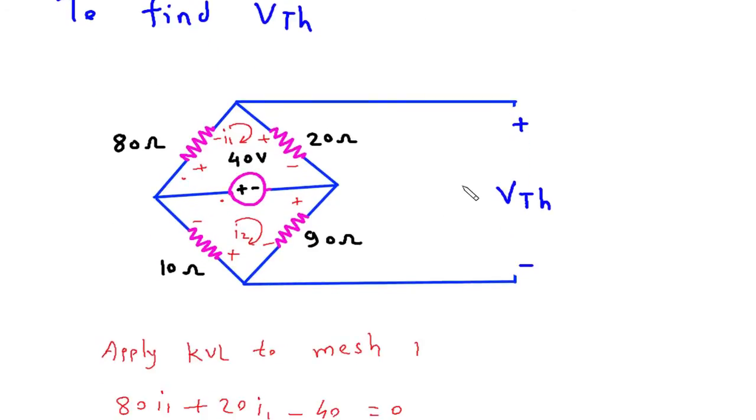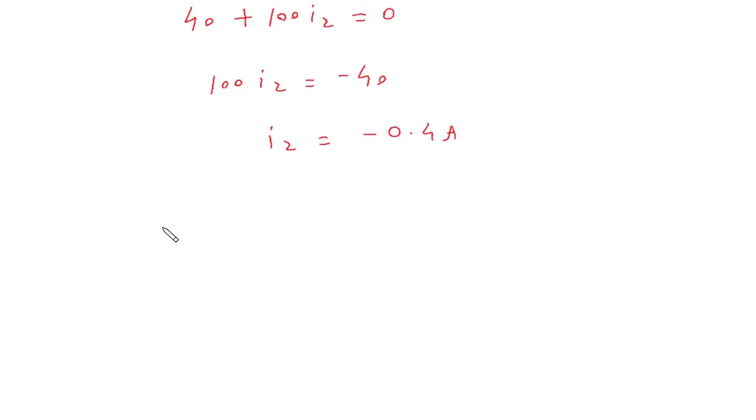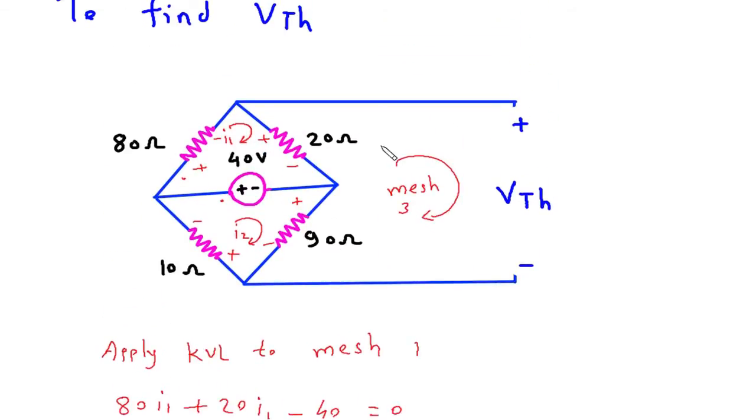We have to find this VTH. So let's say this is mesh number 3. This is mesh 3. So apply KVL to mesh 3. So this will be positive, this will be negative, positive, negative. We will start from here.